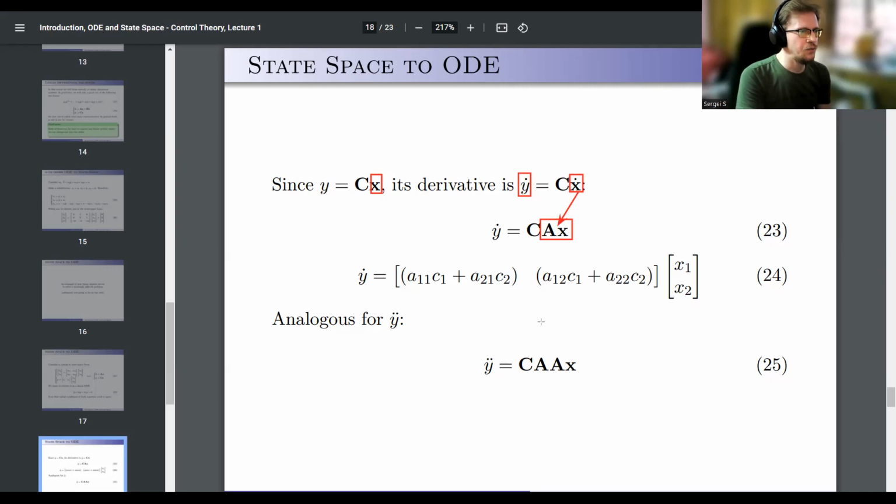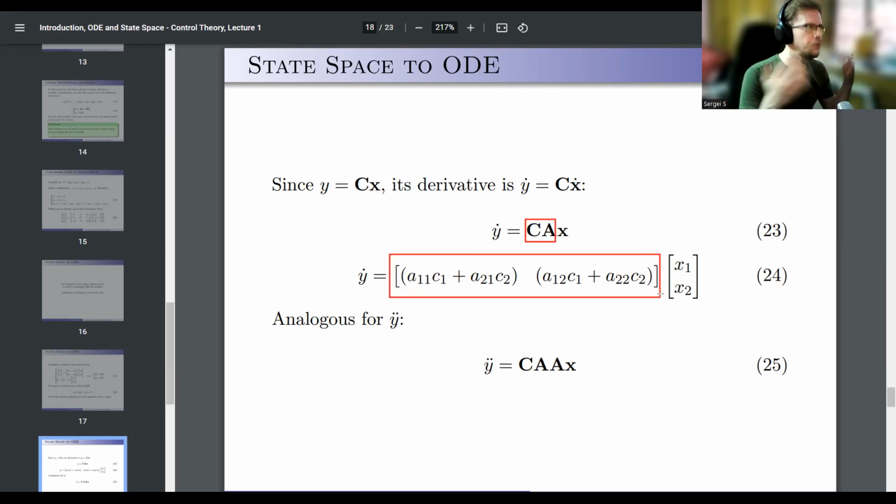Now we can open this expression like this. In particular, we can multiply them by each other. We will get this. I just did the multiplication for you, but you can verify that's what we will get. We didn't have to open it, but it's interesting to see. Now we can also find what y double dot will be like. It will be CAA.